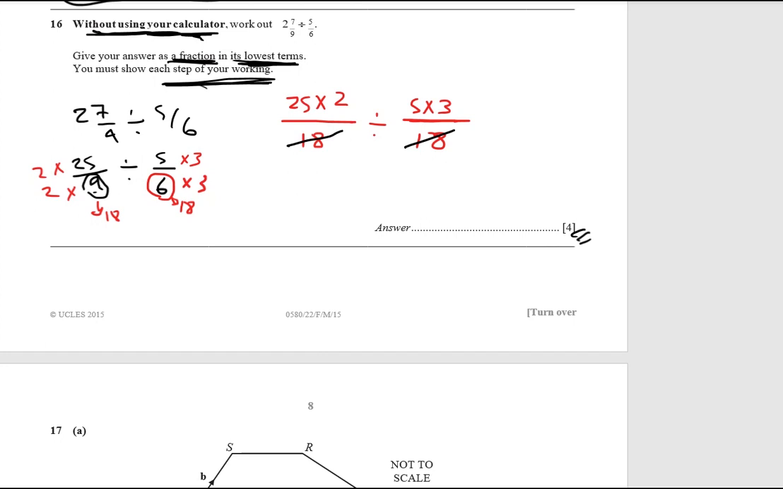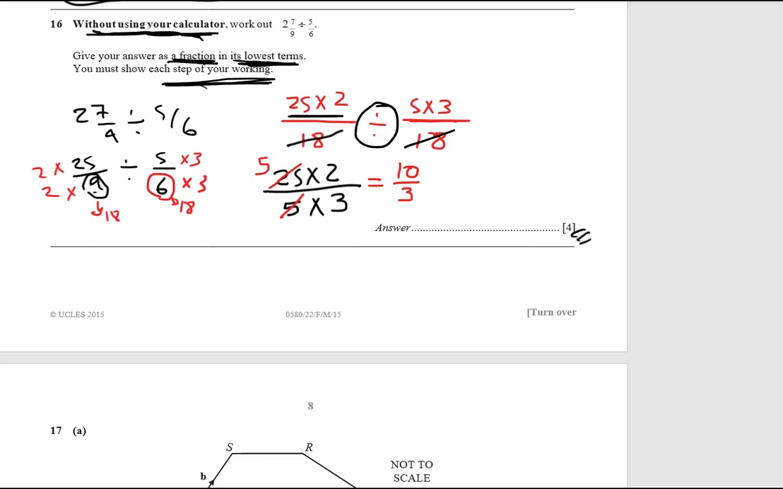What is the remaining of the equation now? The remaining of the equation will be 25 multiplied by 2, divided directly by 5 multiplied by 3. This 5 will go with 25 and the remaining will be 5. So the answer will be 5 multiplied by 2 is equal to 10 over 3.